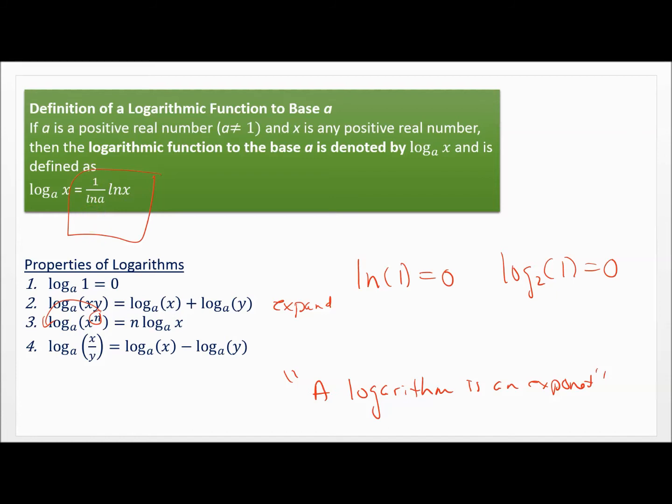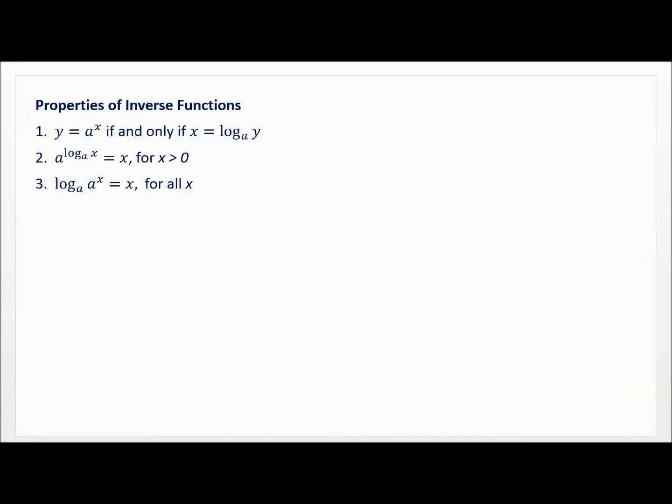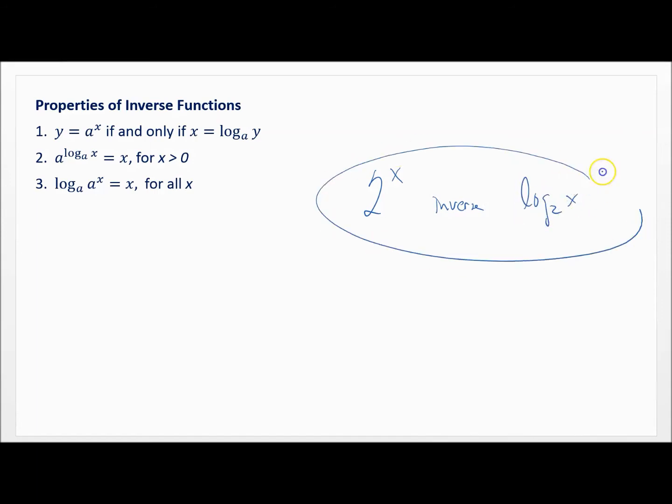Okay? Now, before we can finally do some examples, I have 3 more properties for you. These are called properties of inverse functions. Remember, we did an entire section discussing inverse functions. And exponential functions, say 2 to the x, is the inverse of the logarithmic function, which would be log base 2 of x. So these are inverses of each other, and keep that in mind.